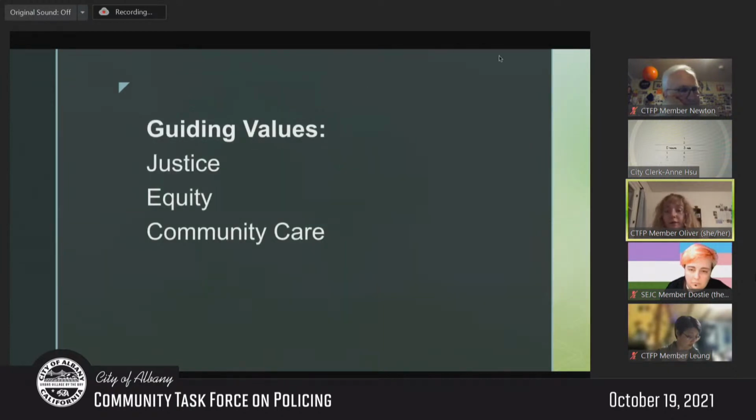All right, so we wanted to start by saying what our guiding values are in our task of reimagining public safety. Our guiding values were justice, equity, and community care. Those were the things that we were focused on and rooted in as we thought about reimagining public safety and what we want Albany community members to experience with public safety and the support that we want them to have.